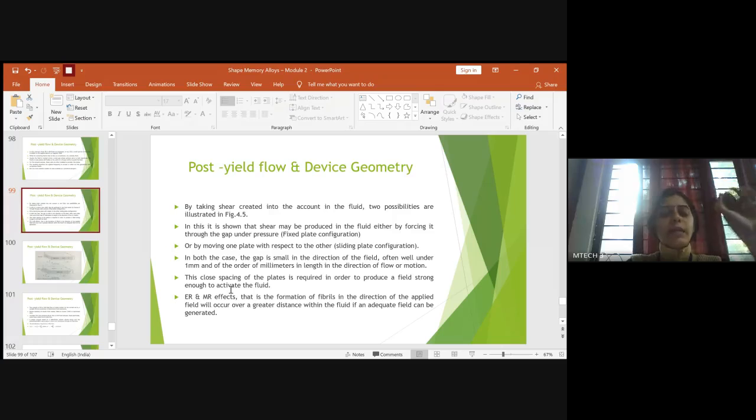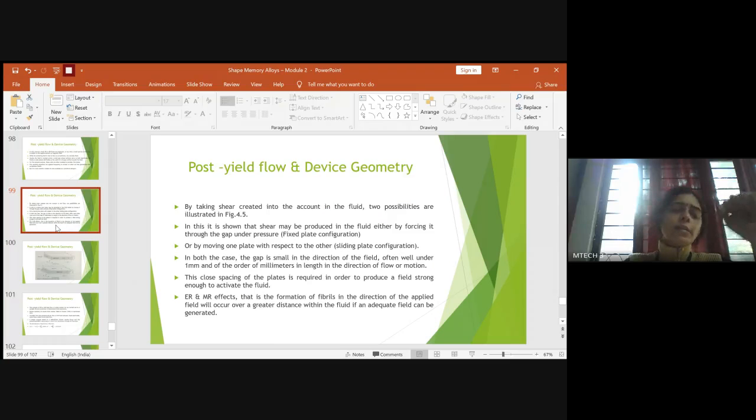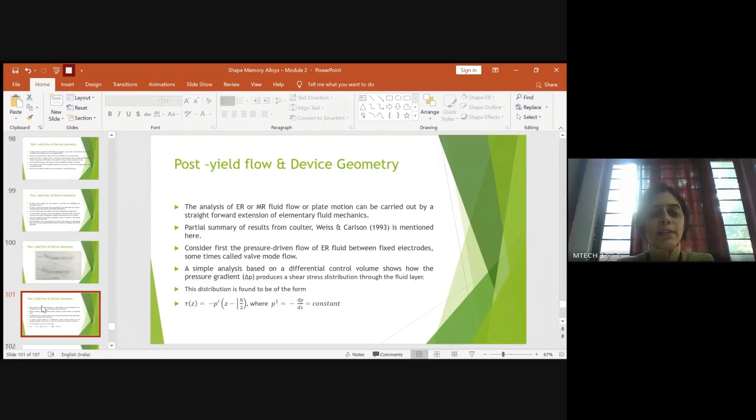So when the fluid is activated, then we call this the ER and MR effects. When it is activated, you can assume that you have the formation of the fibrils in the direction of the electric field or magnetic field that you have applied. So these fibrils could be at a longer distance throughout the fluid if an adequate amount of electrical field or magnetic field is applied. Then you can make the fluid active with full fibrils, high viscosity effect, and go for any application related to the smart fluid devices.